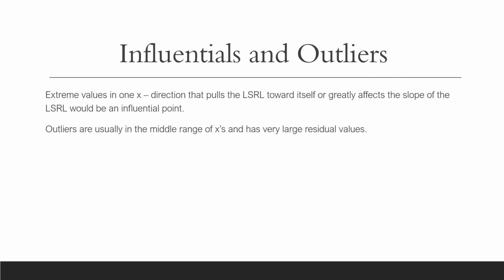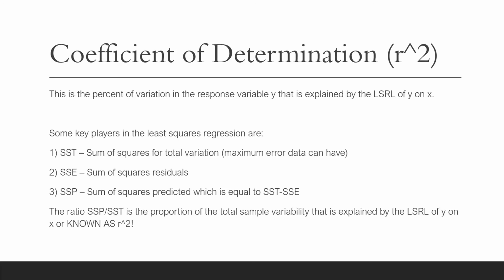Influential and outlier points can affect your LSRL. They are extreme values in one direction that can pull or greatly affect the slope and would mess up your estimations. So R squared is the coefficient of determination, and it's basically the percent of variation. And some of the key players are the 3 points below.